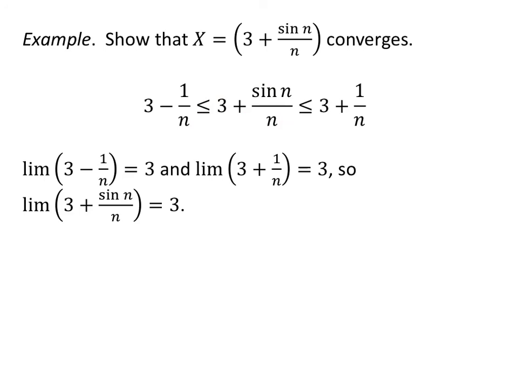On the other hand, sine of n is always less than or equal to 1. So if I replace this sine of n by 1, we end up with 3 plus sine of n over n being less than or equal to 3 plus 1 over n. Now these two limits we can figure out. The limit of 3 minus 1 over n is 3. The limit of 3 plus 1 over n is 3. These can be done using some of the theorems that we talked about earlier. Since those two limits are equal, this limit has to be equal as well.